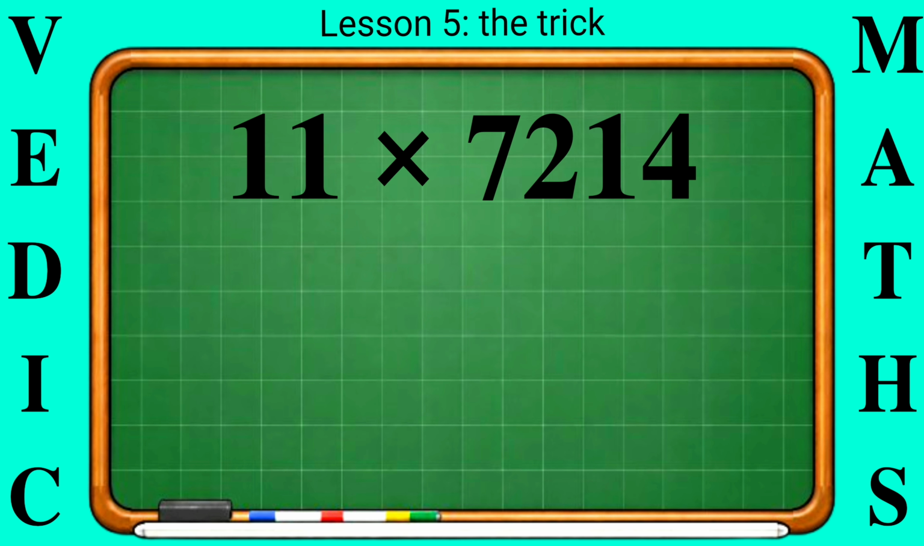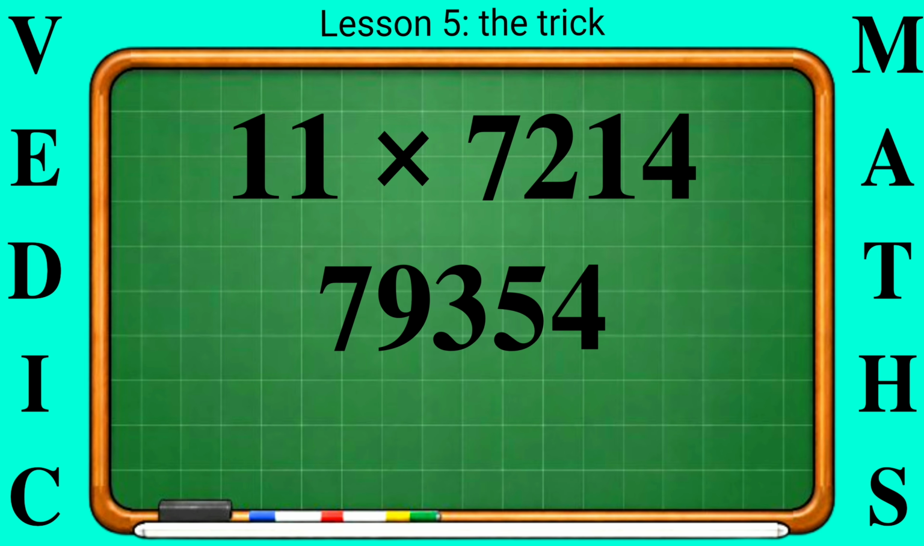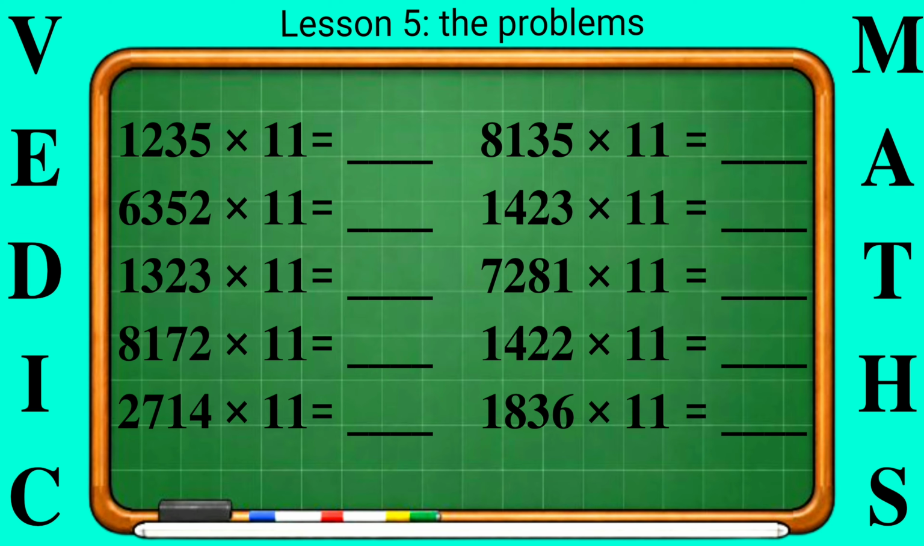You can try those problems later on. Now let's do another problem. Here also we do the same. We add the first digit with the second digit, and so on. So here we get the answer 79,354. Try those problems.